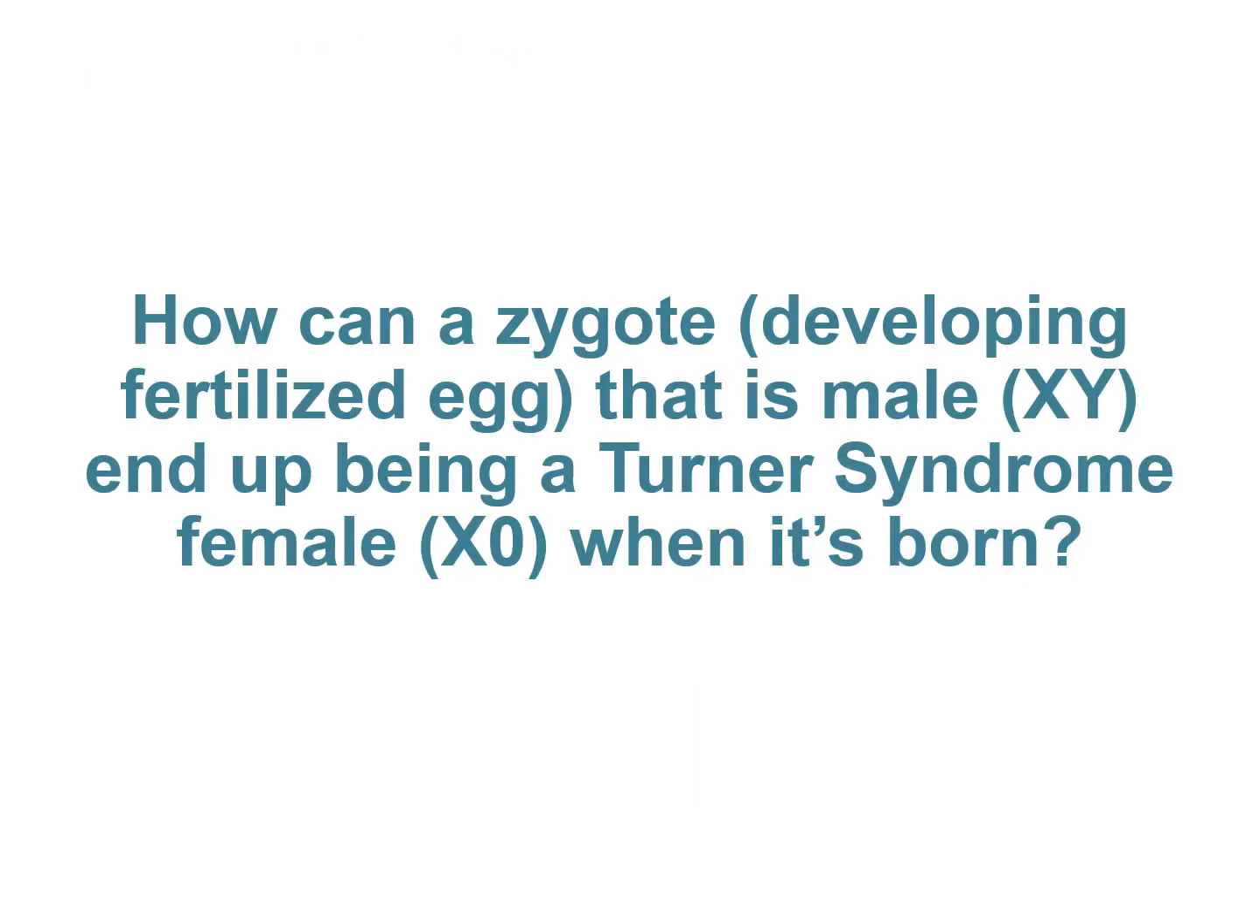Let's use the ideas that we've talked about to think about a problem. How can a zygote, a developing fertilized egg that is male, XY, end up being a Turner syndrome female, XO, when it's born?